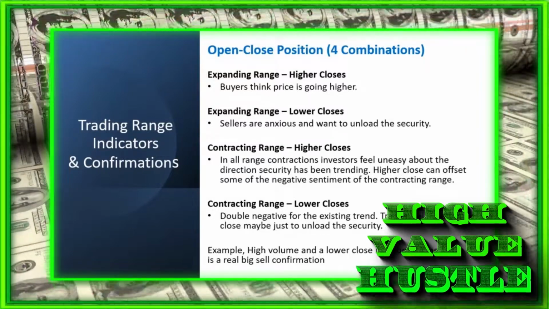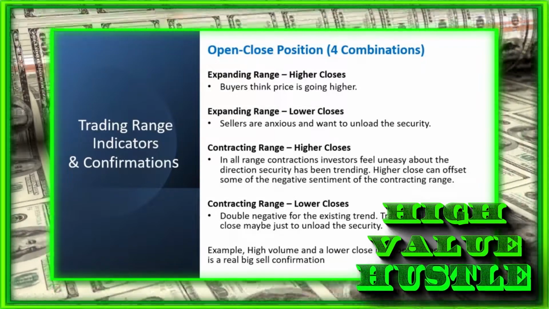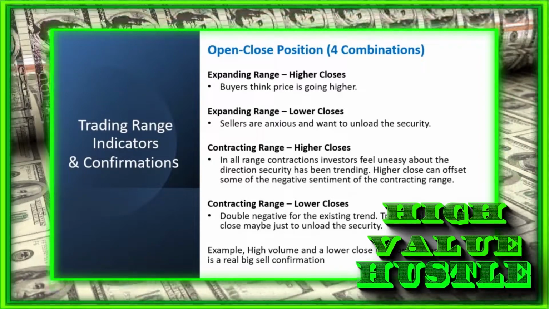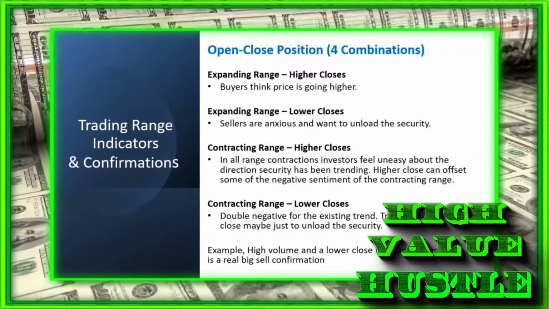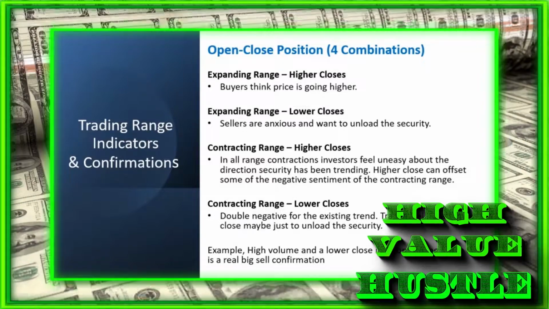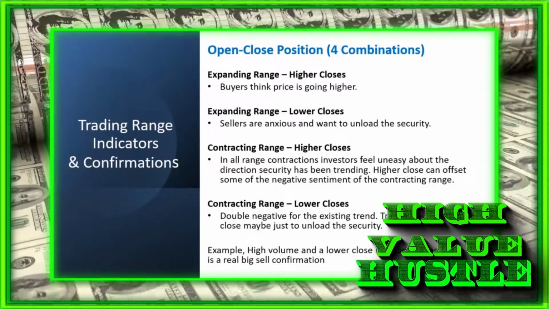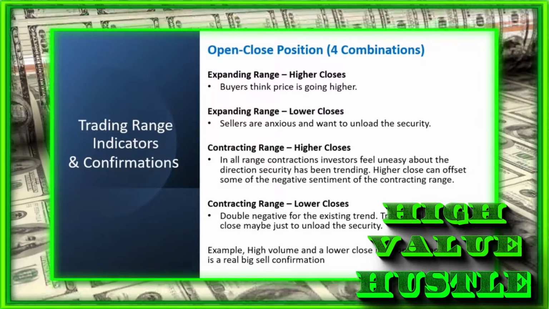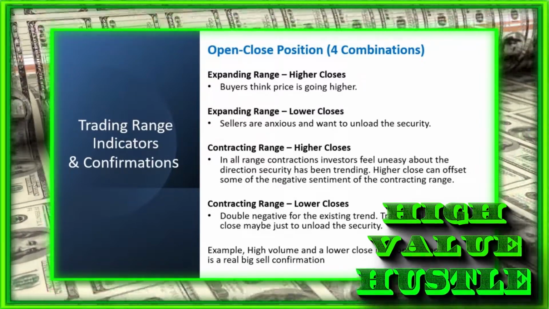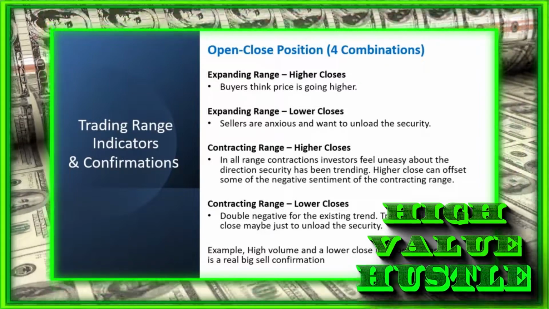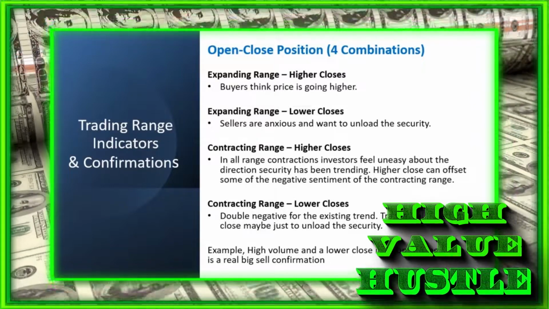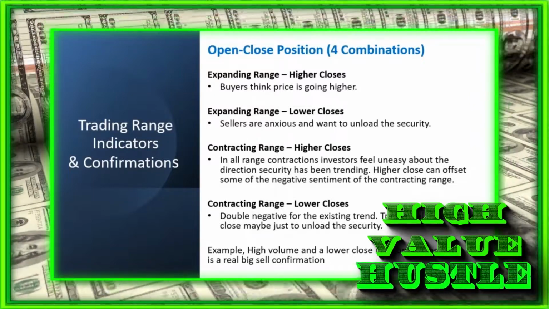By the same token, you can look at a contracting range in high and low. In a contracting range, they're getting narrower, not as big a width between the low and the high, but there are higher closes in this contracting range. Then it might be indicating that investors are feeling uneasy about the direction the security has been trending, and the higher close can offset some of that negative sentiment of the contracting range. So there might be a little unease. The range is contracting, but there might not necessarily be a reversal. They're kind of offsetting a little bit here.